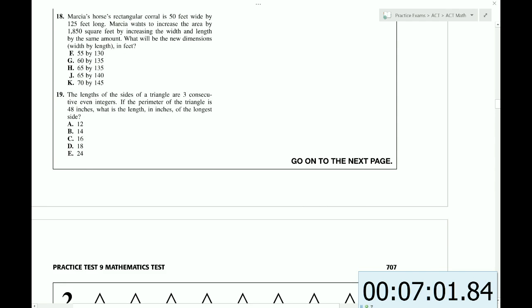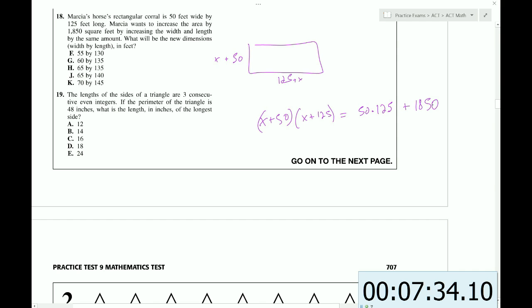Marcia's horse's rectangular corral is 50 by 125. Marcia wants to increase the area by 1850 by increasing the length and width by the same amount. So we're going to add x to both dimensions. Okay. Then when we find an area, we're going to have to multiply those. Okay. And that's going to equal 1850 more than what we originally had. So we originally had this times this, but now we have to add 1850 to that.